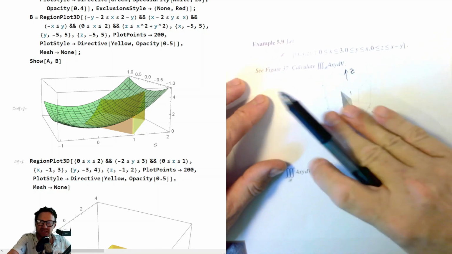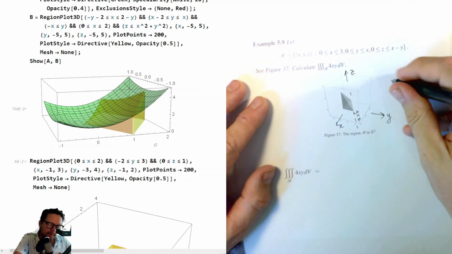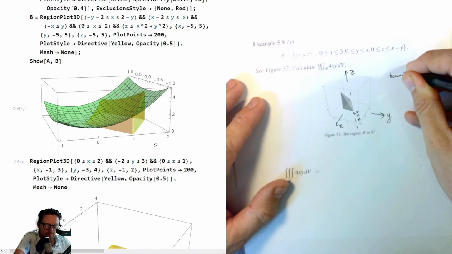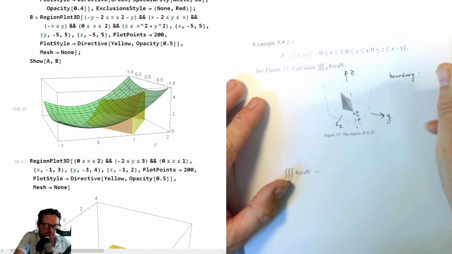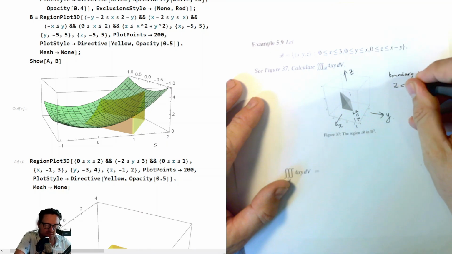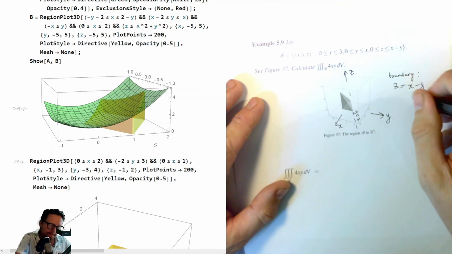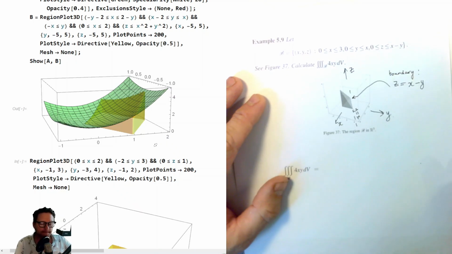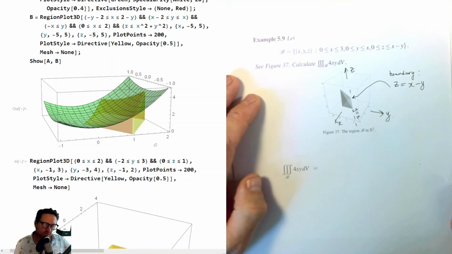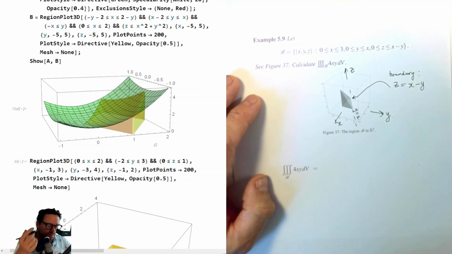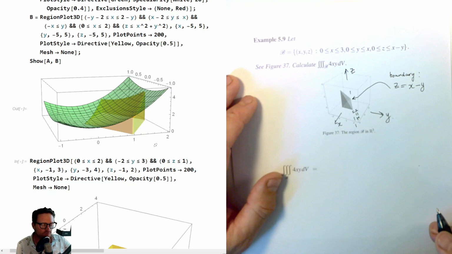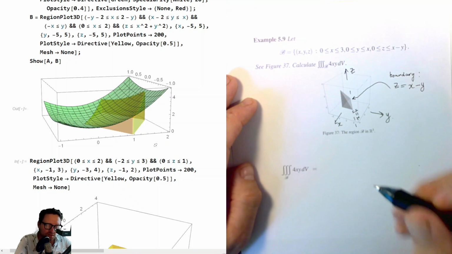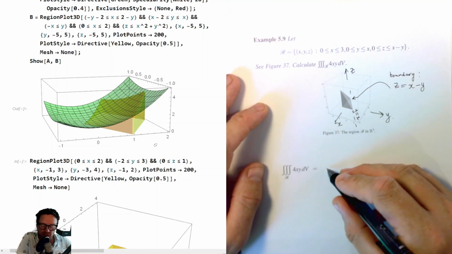And then this boundary here is the boundary of a plane. That's the boundary. Z is equal to x minus y. And so we are calculating the triple integral of 4xy within this region. Okay, and so let's set this integral up.